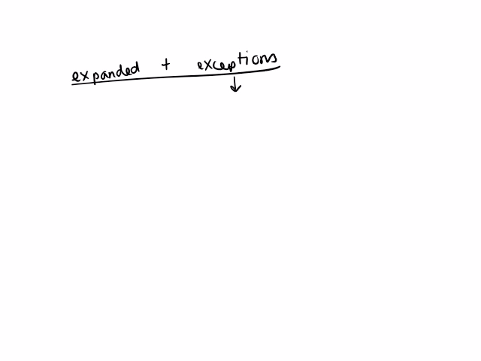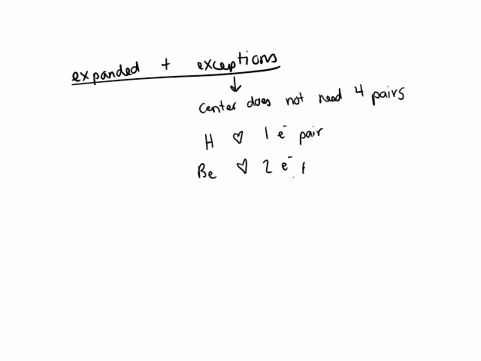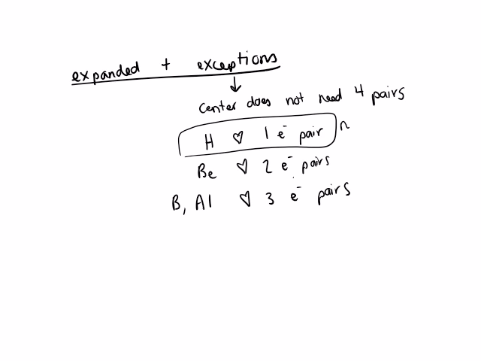So exceptions. So that means that the center does not need 4 pairs. Okay, so number 1, hydrogen can never go in the center. Okay, it is happy with 1 electron pair. Okay, beryllium, if it's in the center, it's happy with 2 electron pairs. Boron and aluminum are happy with 3 electron pairs. Okay, so that means if they're in the center, they do not need 4 pairs, they're happy. Okay, but just remember, hydrogen never goes in the center. I really strongly emphasized that yesterday. Hydrogen's never in the center and it never has lone pairs.